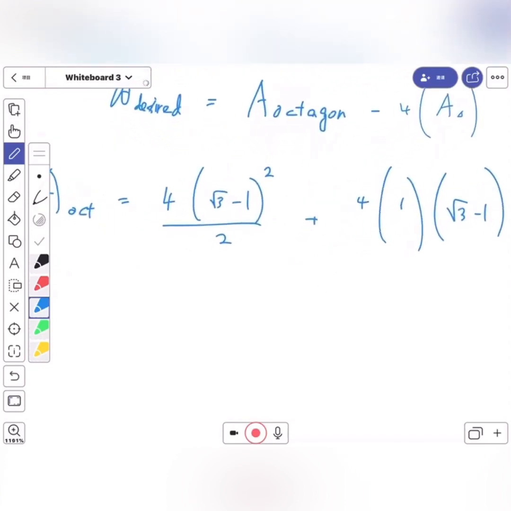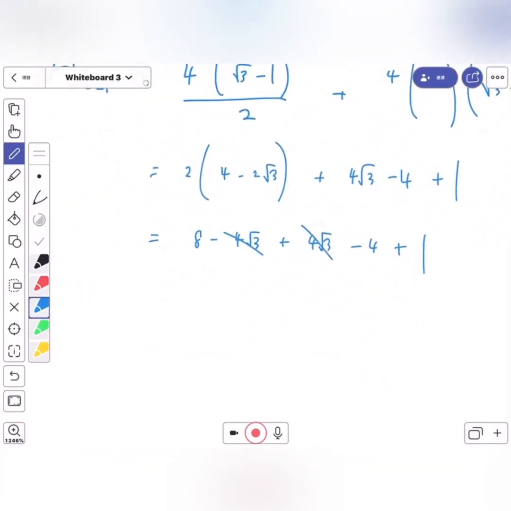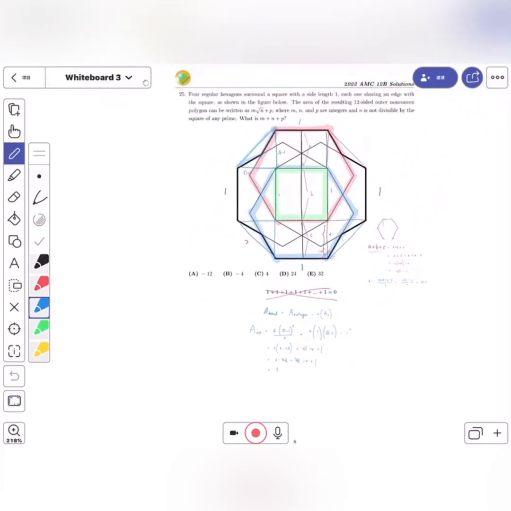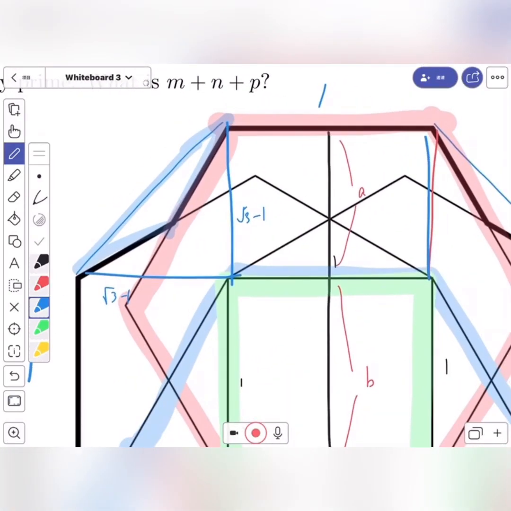So we're just going to evaluate this, being 2 times 4 minus 2 root 3, plus 4 root 3 minus 4, plus 1. That's 8 minus 4 root 3 plus 4 root 3 minus 4 plus 1. And aha! The radical terms all cancel out, so we're just left with a 5. Okay, but we still want to find the area of the 4 triangles. So how are we going to do that?